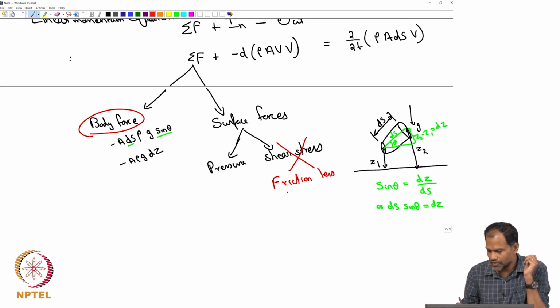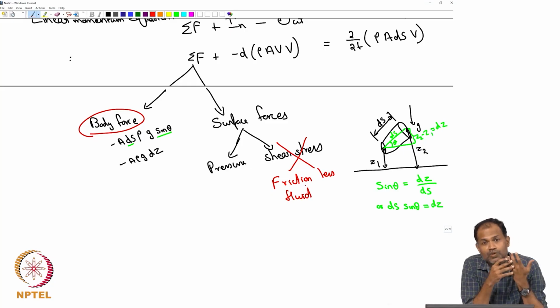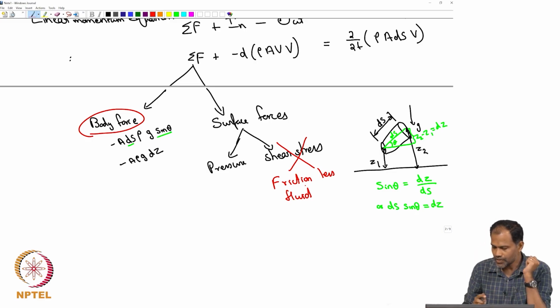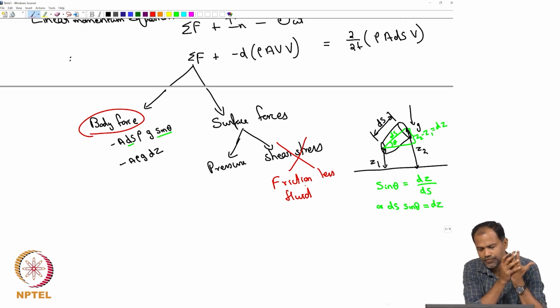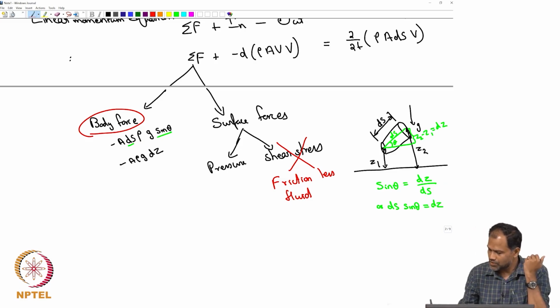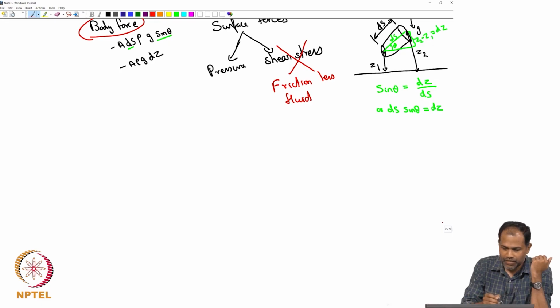So, if there is a fluid which does not have any viscosity, it does not feel any friction, then there are no shear stresses, and that is the case that we are going to look at, and then we will correct it later on to account for friction. So, the only surface force that we are worried about really is the pressure force. So, let me make a diagram again to show the best way to do it.